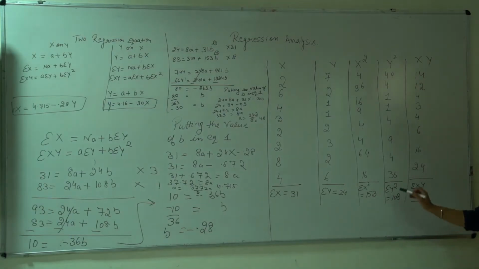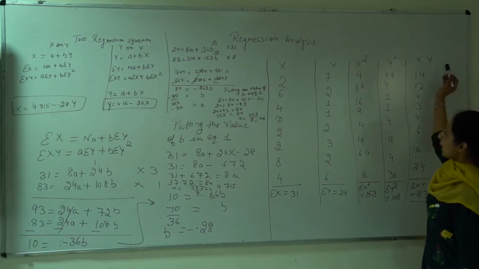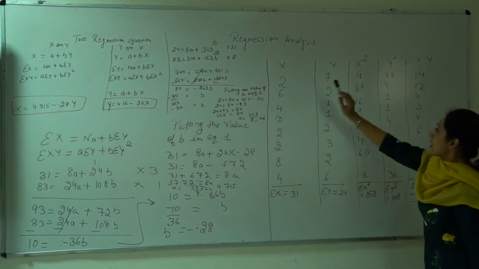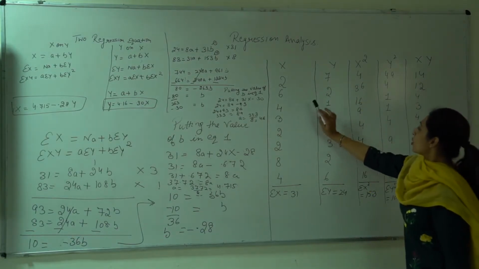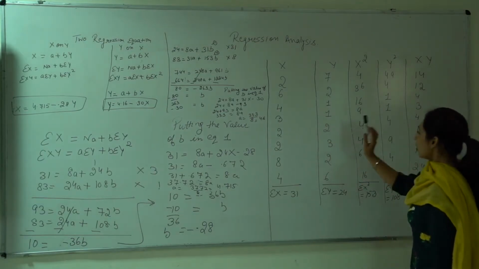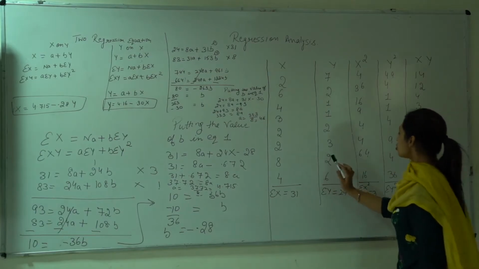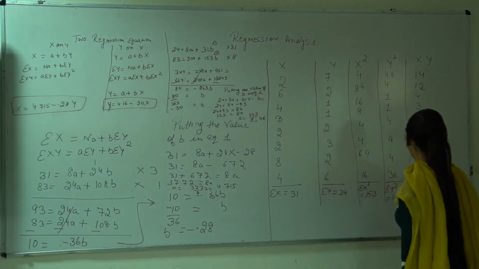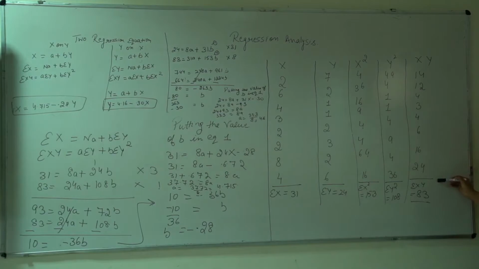Then we total the values of y square, which comes to 108. Then we come to xy: 2 into 7, 14, 6 into 2, 12, 4 into 1, 4, 3 into 1, 3, 2 into 2, 4, 2 into 3, 6, 8 into 2, 16, and 4 into 6 is 24. Then the summation xy is equal to 83.